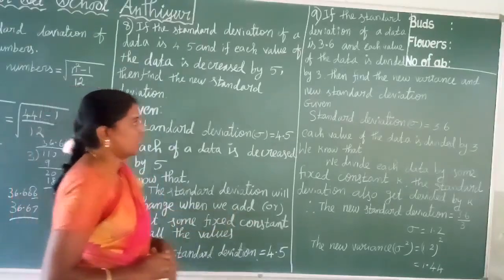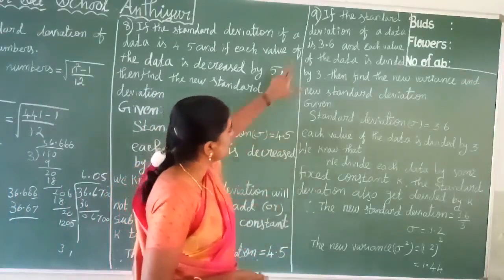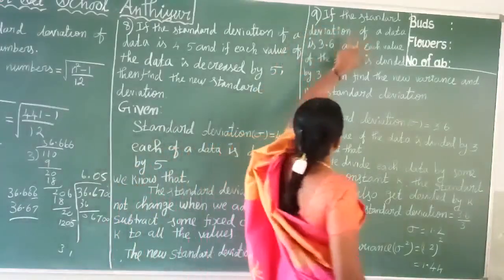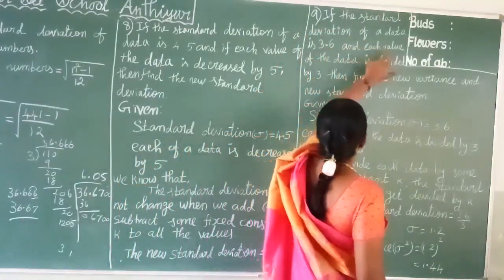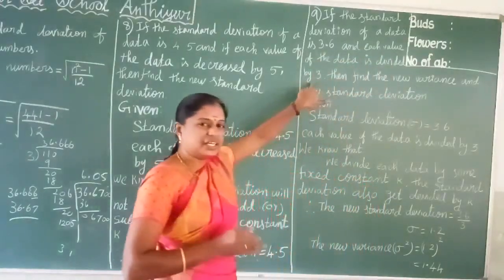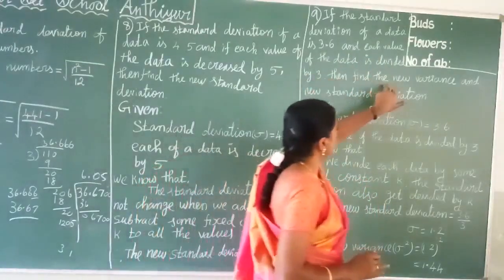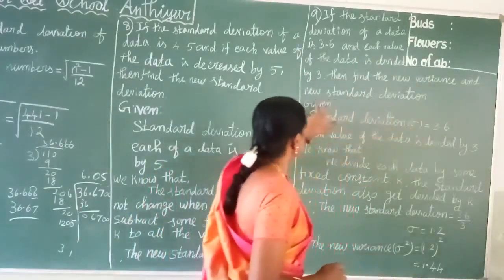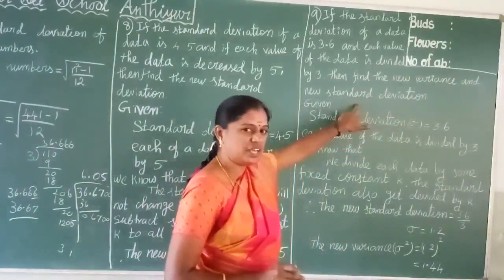Another concept we discussed: multiply or divide. So we see the 9th question. If the standard deviation of the data is 3.6 and each value of the data is divided by 3, then find the new variance and the new standard deviation. Here we want to find one more thing, variance also.